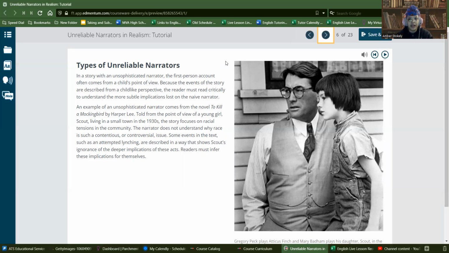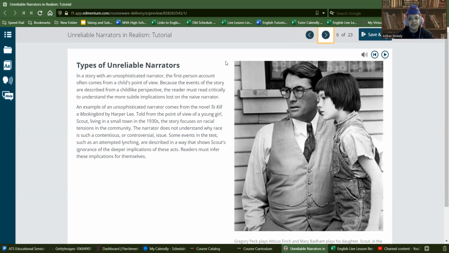Children don't understand how complex and layered some things can be. So they describe everything in a simple way with words that they just happen to know at the time that they're telling you the story. And because that is what they're doing, it's very easy to point out that there's something missing from the story and the narrative. So the example that they give you in this lesson is To Kill a Mockingbird. To Kill a Mockingbird is a story by Harper Lee, and the narrator of the story is a young girl from a small town in the 1930s.